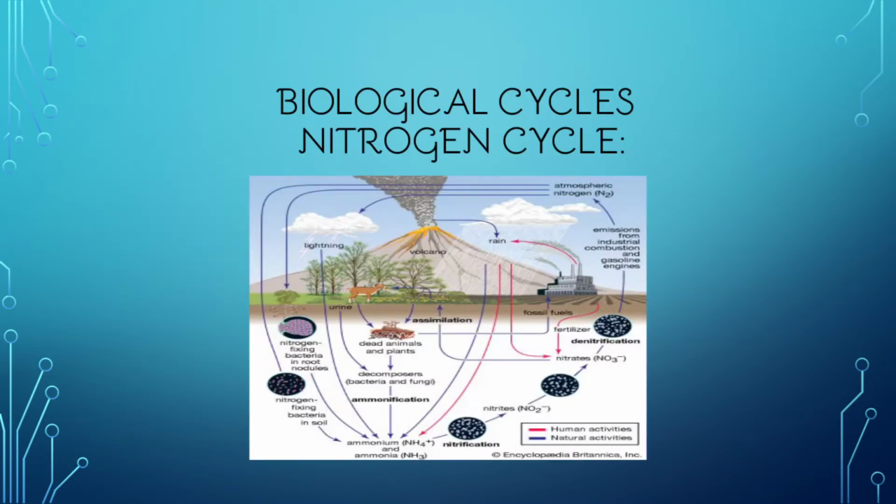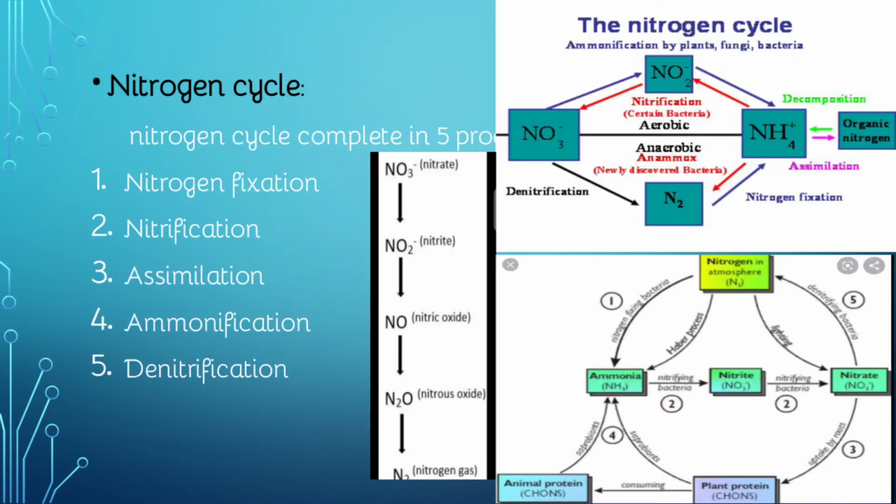The first is nitrogen cycle. Nitrogen cycle is completed in 5 steps: nitrogen fixation, nitrification, assimilation, ammonification, and denitrification. First is nitrogen fixation. Atmospheric nitrogen cannot be used by plants and animals directly.